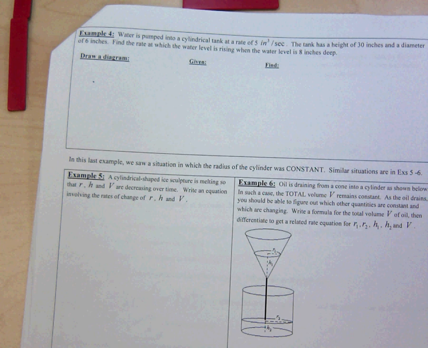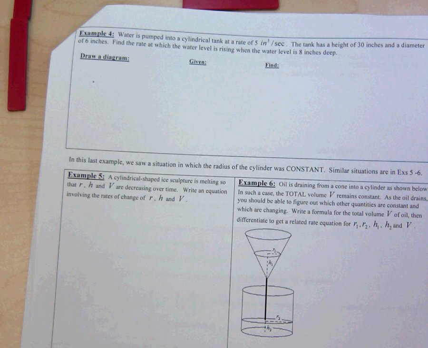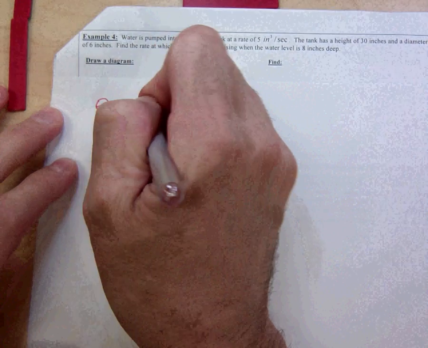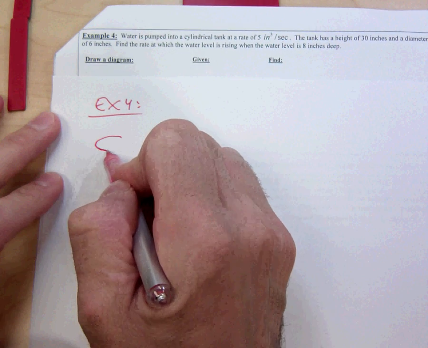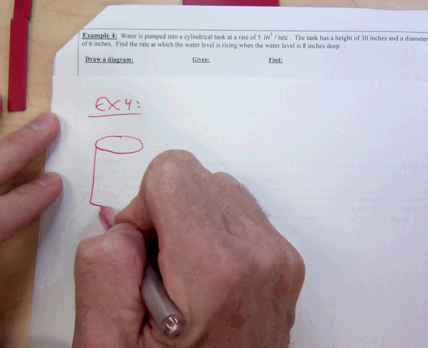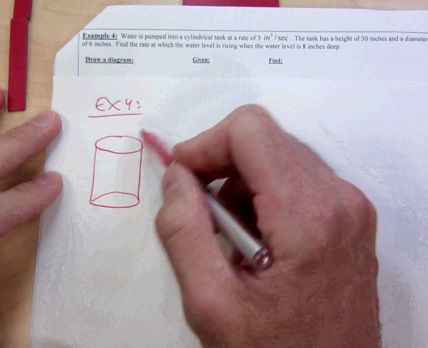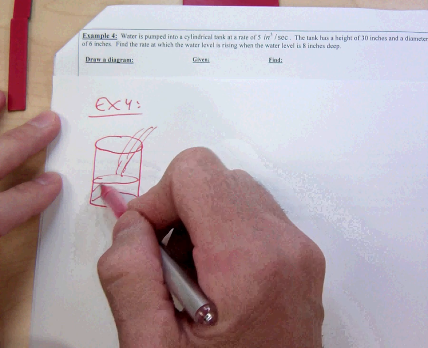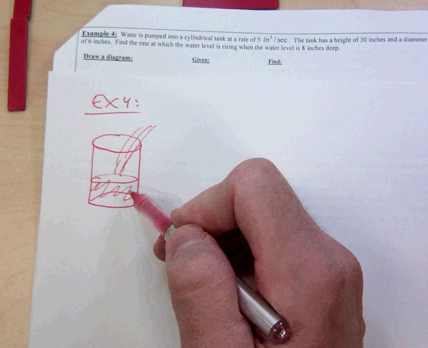So, here we go, guys. Okay, let's look at example 4. Ready? There it is. Okay, so the first thing I'm going to do is draw a diagram. Okay, you got a cylinder tank, right? And it's being filled, or is it draining out? Which one? It's being filled. So water's going in, right? And clearly the water itself is also going to form a cylinder, isn't it?